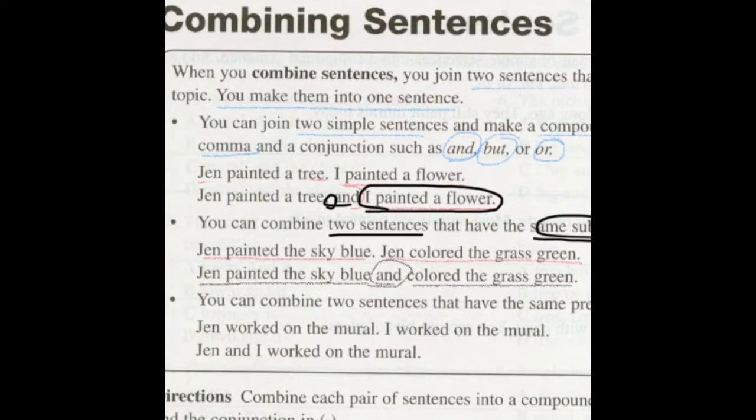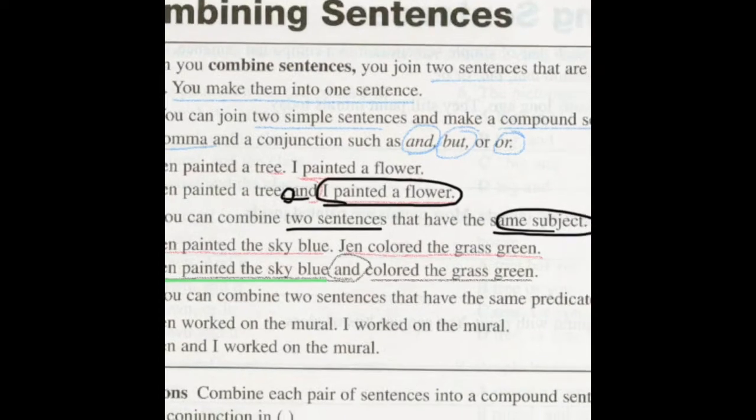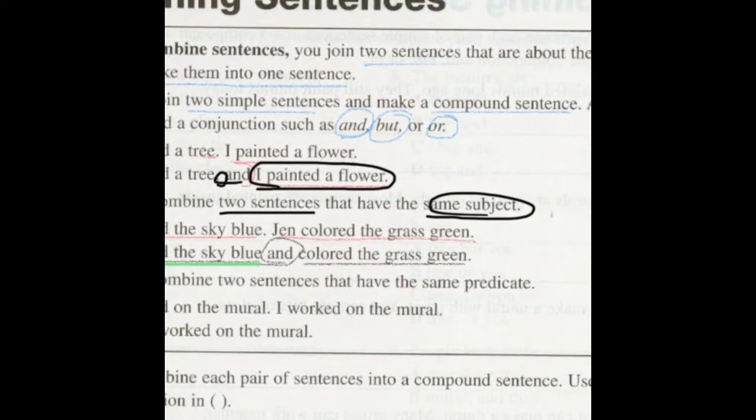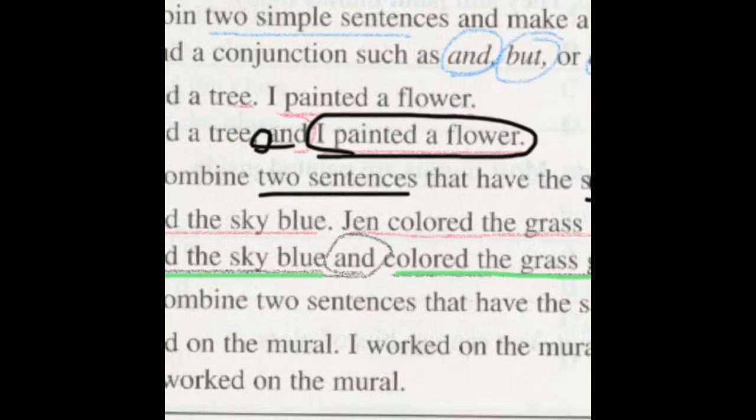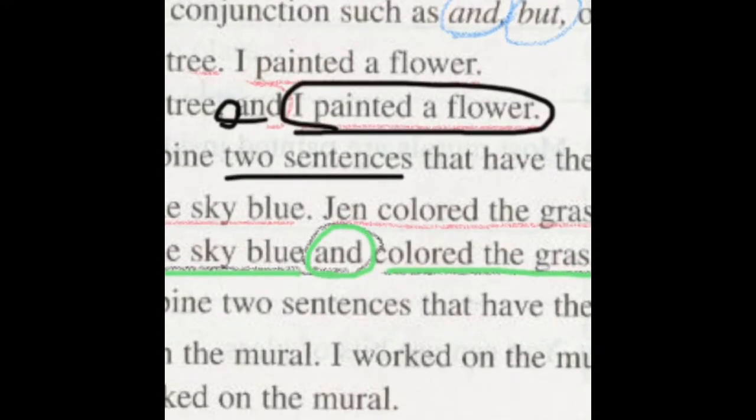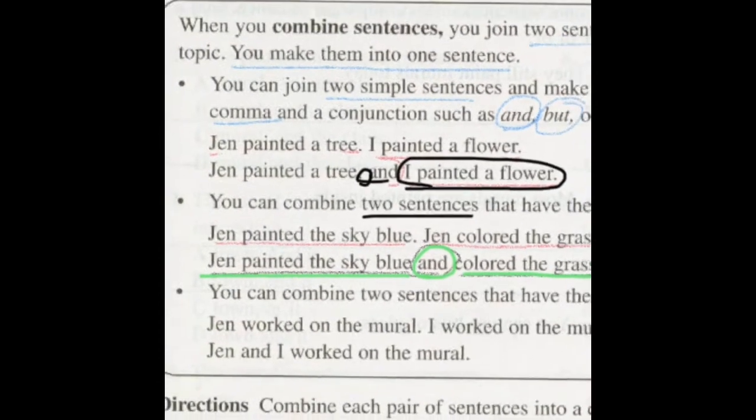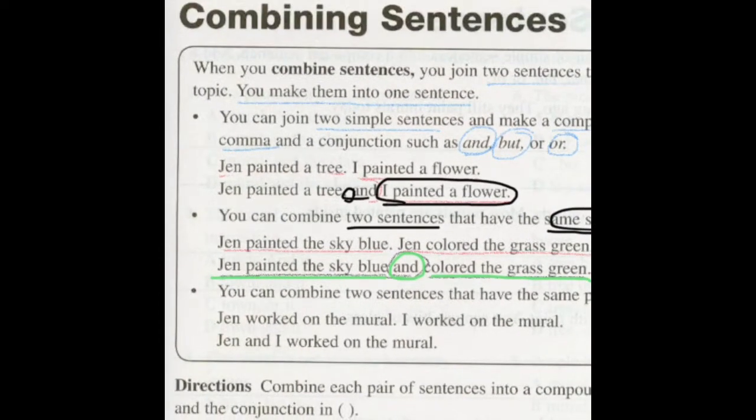You notice that there's no comma there. And the reason for that is this. When we look at the first one, Jen painted the sky blue. On its own, that is a complete sentence. When we look at what we added after the conjunction, colored the grass green, that is not a complete sentence. We don't have a subject anymore. We don't know who's doing that if we just had it by itself. So since it's not a complete sentence, we add our conjunction in with no comma. Jen painted the sky blue and colored the grass green.